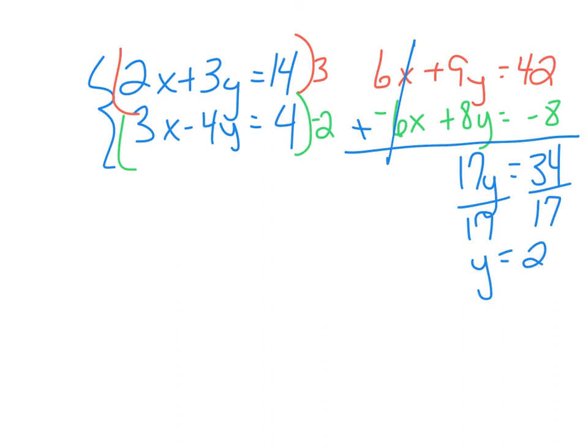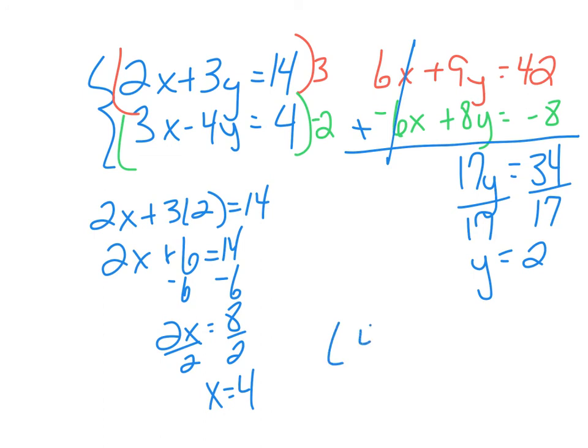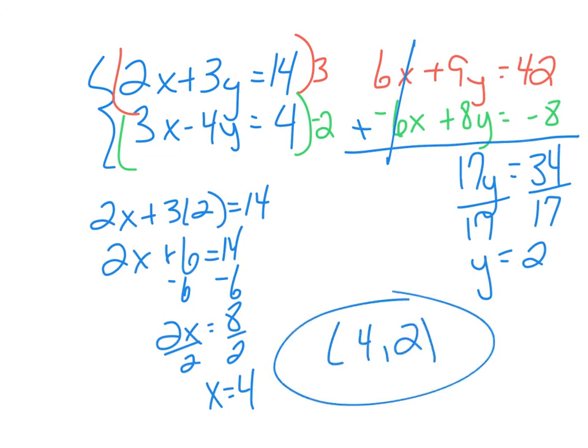I'm going to take that 2, plug it back into my original first equation. So that's going to be 2x plus 3 times 2 equals 14. Or 2x plus 6 equals 14. Subtract the 6. So 2x equals 8. And divide, and we get x equals 4. So if I put those two together, my ordered pair, that is my solution, is 4, 2.